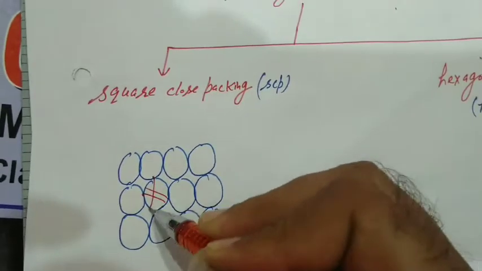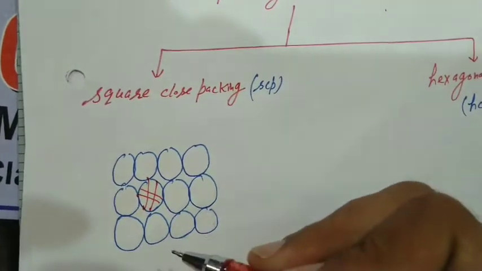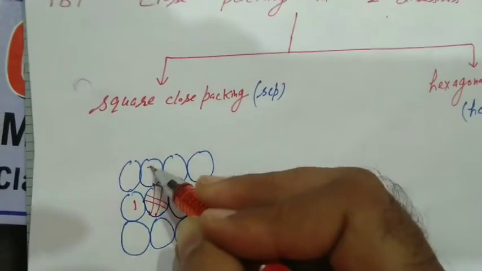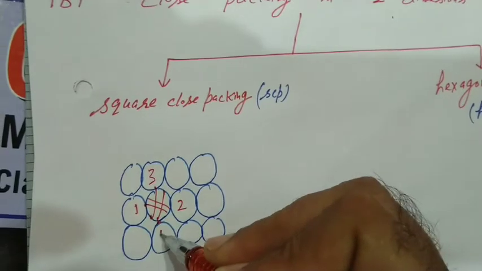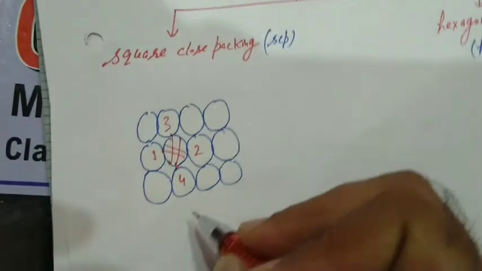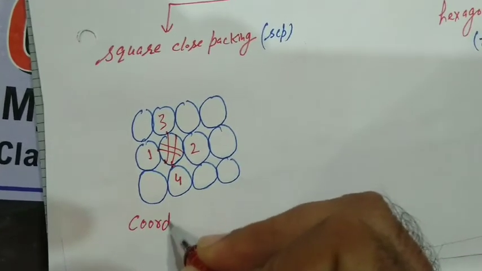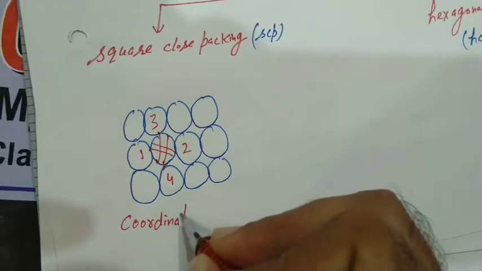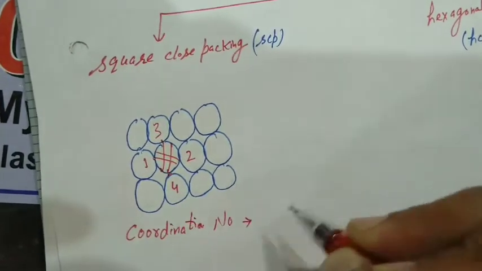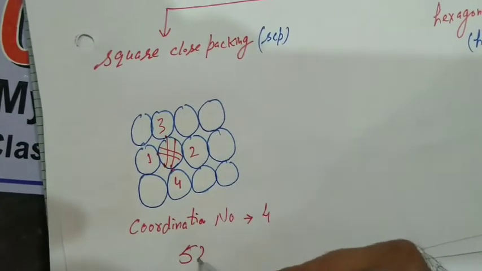Now please, how many spheres are in direct contact with this sphere? 1 on right, 1 on left, 1 upper sphere and 1 lower sphere, 4. It means coordination number in this case is 4. What is coordination number? 4. SCP in 2 dimension 4. And packing percentage is 52.4%.